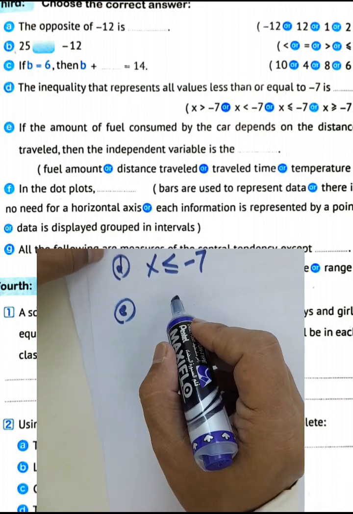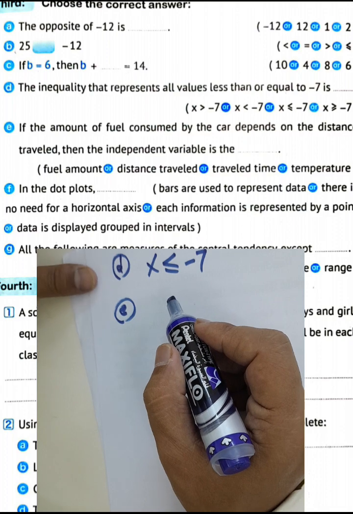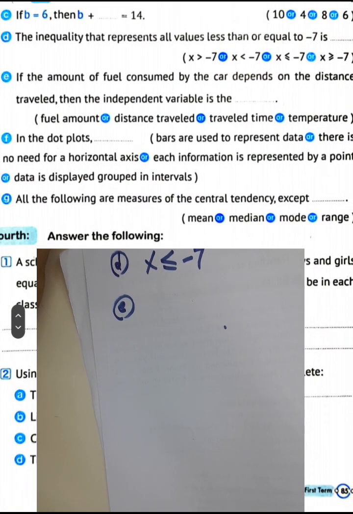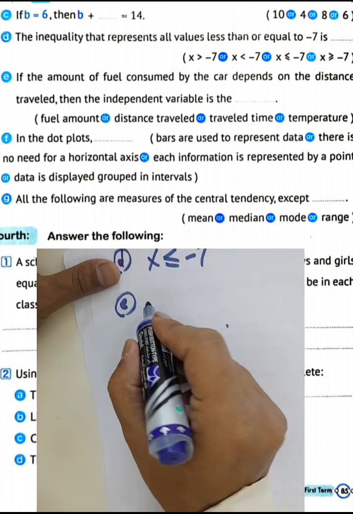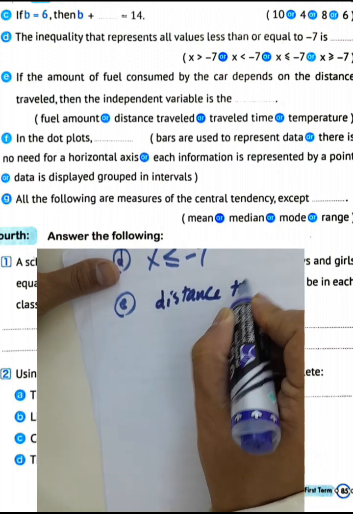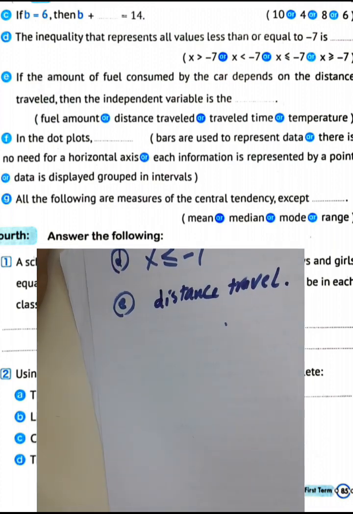Letter E. If the amount of food consumed by the car depends on distance traveled, then the independent variable will be distance traveled, because distance traveled is the variable here in this example. Okay, depends on, it refers to what? It refers to dependent or independent, right? The independent variable here will be distance traveled. Again, if the amount of fuel consumed by a car depends on distance traveled, then the independent variable will be distance traveled.